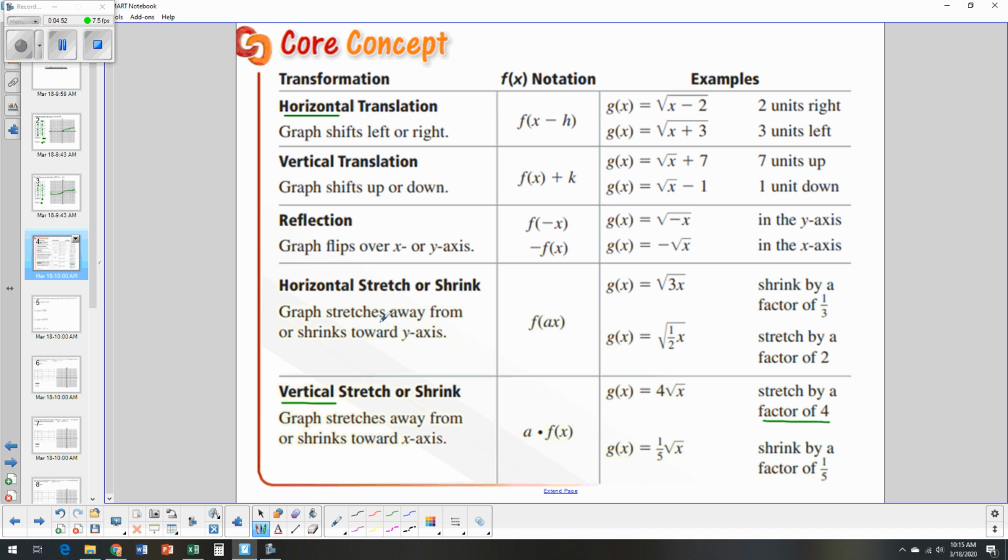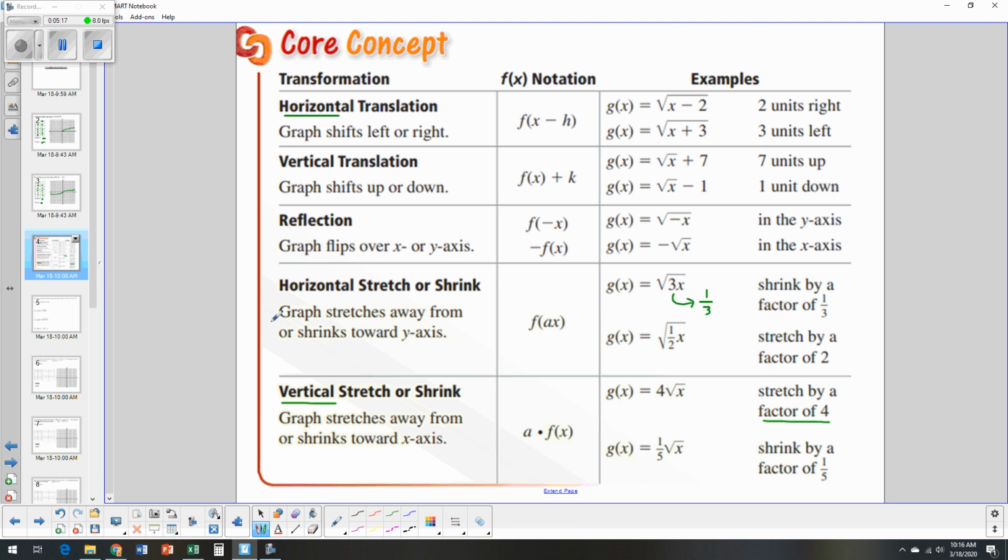On the inside was where we got our horizontal stretches and shrinks. And if you recall, we would take the number that was in there and turn it into the reciprocal first before we declared what it was. So, right, the reciprocal of 3 is 1/3, which would make this now a shrink by a factor of 1/3, right? A horizontal shrink. And if it was 1/2 inside, the reciprocal of that would be 2, so that would be a stretch by a factor of 2.